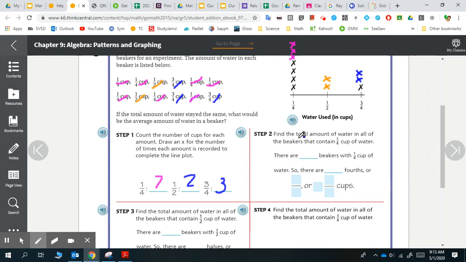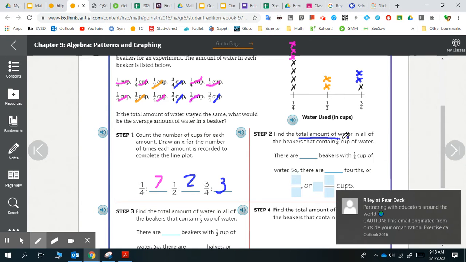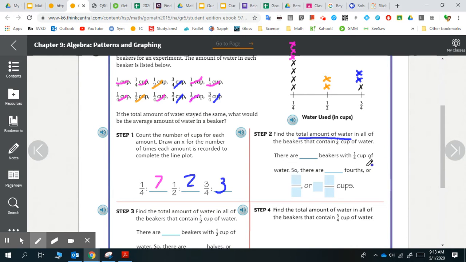Now, the tricky part to find the total amount of water, we would normally be using our calculators at school to calculate all this. Okay, but if there's 7 beakers that had a quarter of a cup, that means we have 7/4. So that would look like this. And if we have an improper fraction, we can change that. I bet some of you are doing this math in your head to 1 and 3/4 cups.